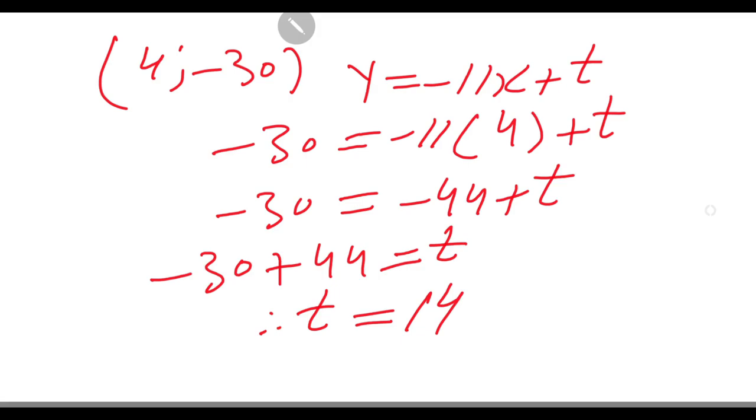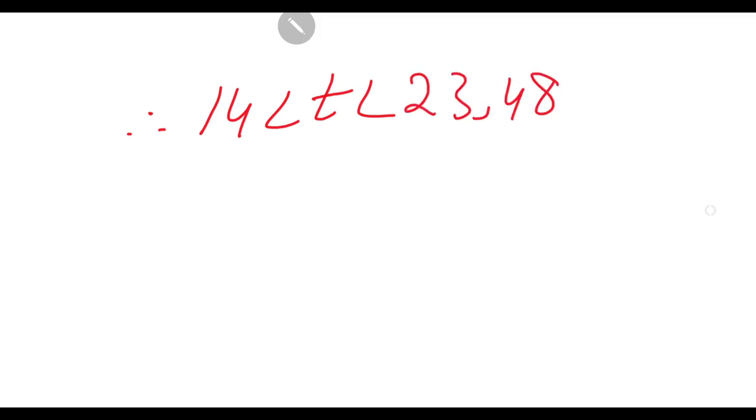So the line will intersect the curve at 3 distinct points for t values between the two critical values. Therefore the answer will be, t will be between 14 and 23.48. My final answer. Therefore t will be between 14 and 23.48. This is my final answer.